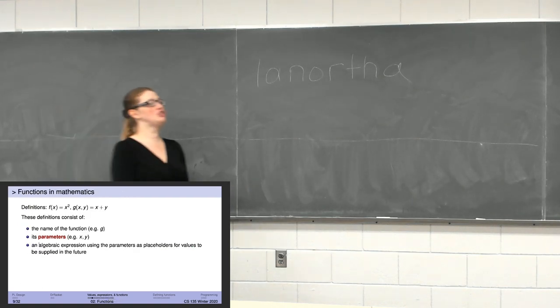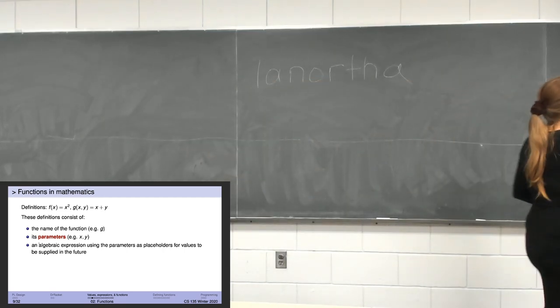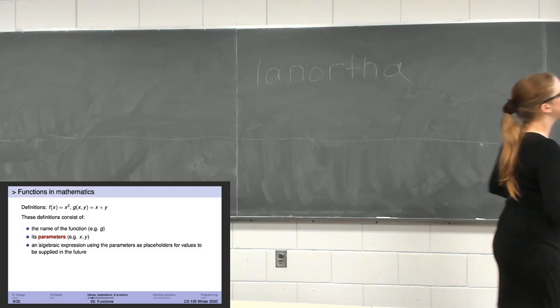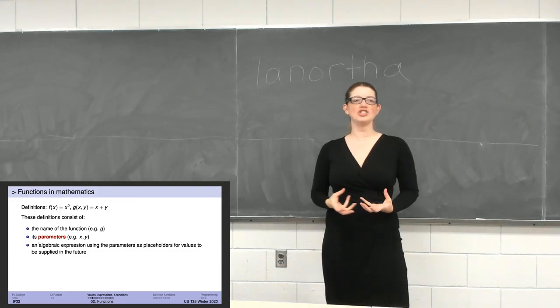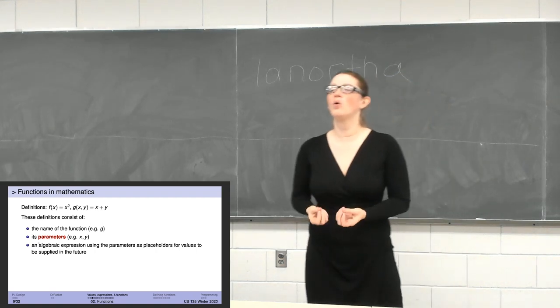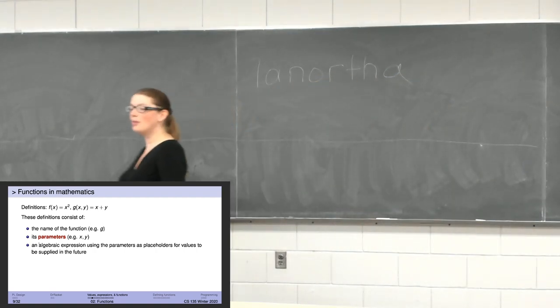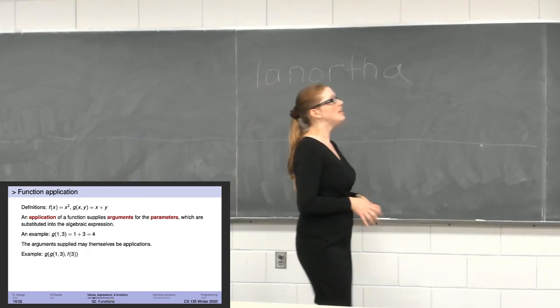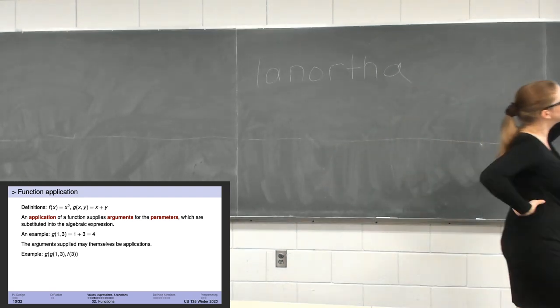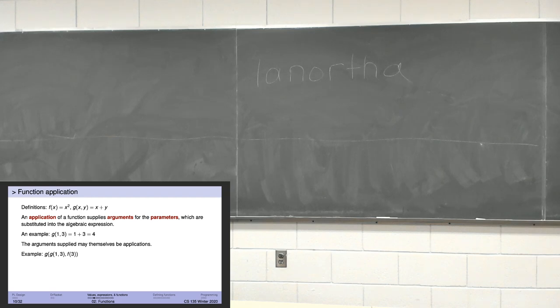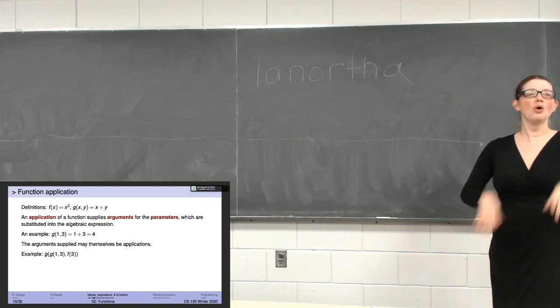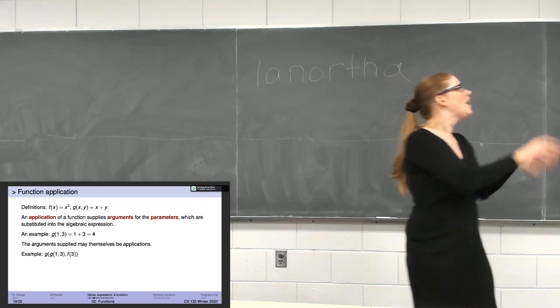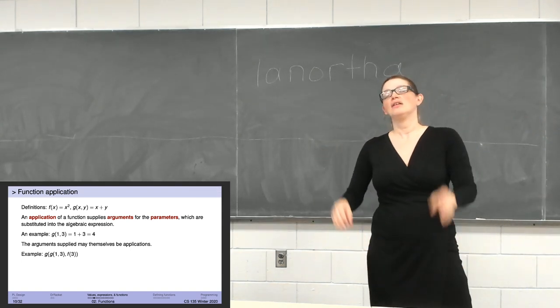Now, when we have a function, we have some name, and it takes some number of parameters. And then in the body of the function, the expression, we use the parameters as placeholders. And what we're going to end up doing is when we want to evaluate this function, we are applying the function to some arguments. So I have function g, and I'm going to apply it with arguments 1 and 3. And what ends up happening is the placeholders x and y get filled in by the argument values. So 1 gets substituted wherever x is, and the 3 gets substituted wherever y is. I know it's boring.